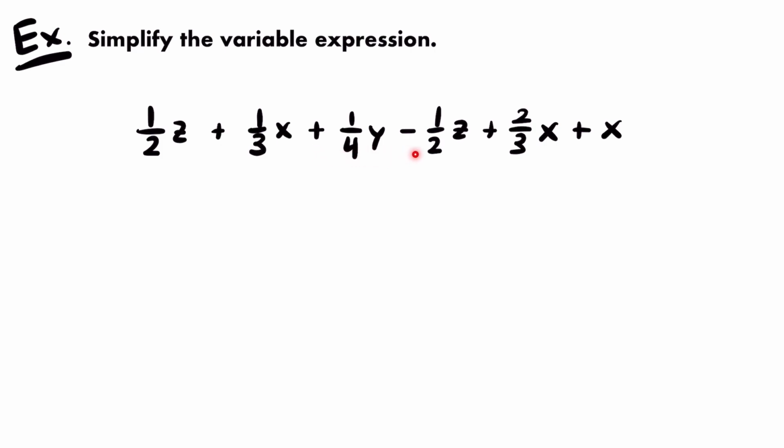And so looking through our terms, there's one z, and we have negative 1/2 times z. So those are two like terms that we can combine. Then let's look at our next term here.